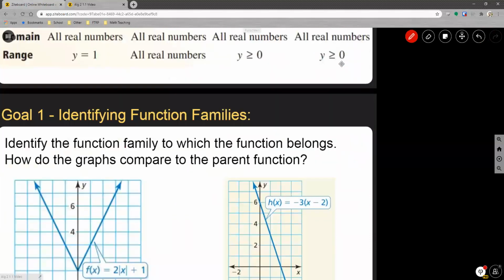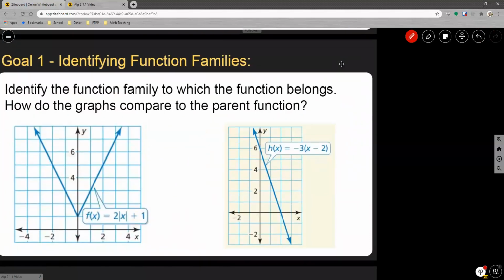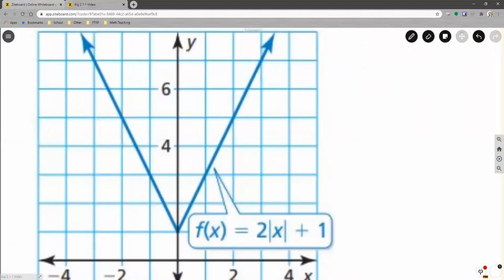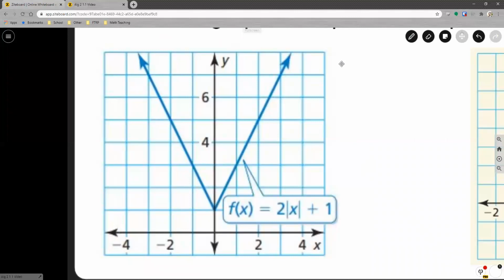All right. So goal number one, one of the things we're trying to learn in this section, is how to identify function families. So we want to identify the function family to which the function belongs, and then compare the graph of the function family to the graph of the parent function. I'm going to zoom in on this left one first. We can just look at the shape. We can look at the equation as well and see what parent is in there. But if we have that distinctive V shape that comes to a point, then we know it's going to be an absolute value function.